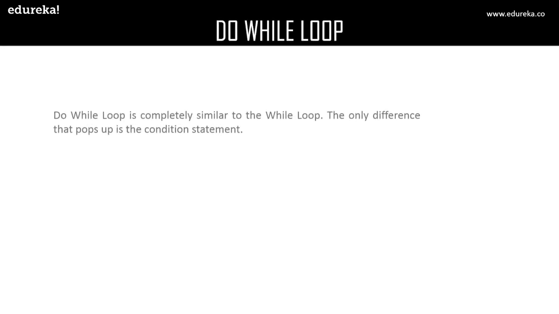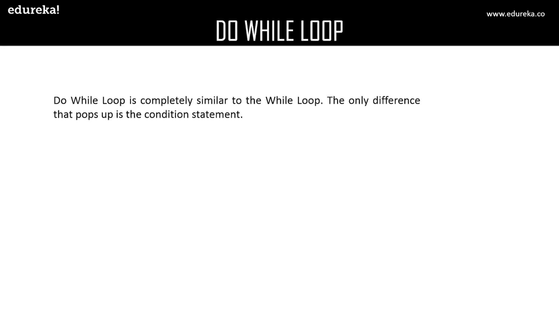Similarly, now let us understand do while loop. Do while loop is considered to be a conditional statement which is completely similar to the normal while loop. The only difference is that the do while loop has a Boolean or a conditional statement present at the end of the loop. This makes the do while loop execute at least once.